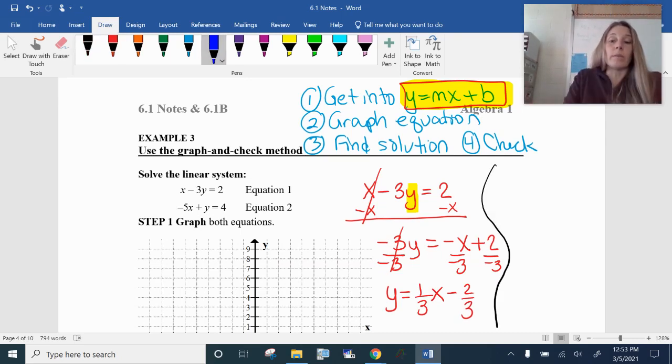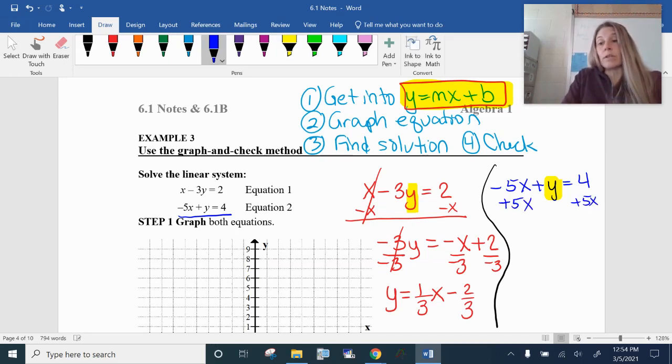Okay, now if I go to do my second equation, this one here, I have negative 5x plus y equals 4. My y is pretty much already by itself. We just have to move this x term to the other side using that inverse operation of addition. So now I have y equals 5x plus 4.